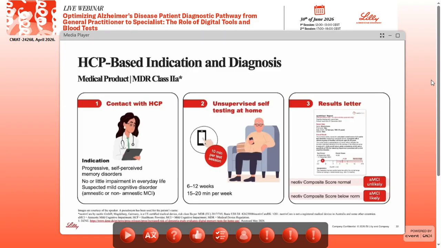They don't feel stressed. And we have the possibility with the Neotive Care app to actually assess memory function over a longer period of time and not just get a single snapshot in a stressful situation, maybe in a memory clinic. And then the app provides a results letter that the patient can send with a simple button press per email to the healthcare professional. And the bottom line is that the test result can help the healthcare professional to determine whether this is MCI-grade memory impairment or not.